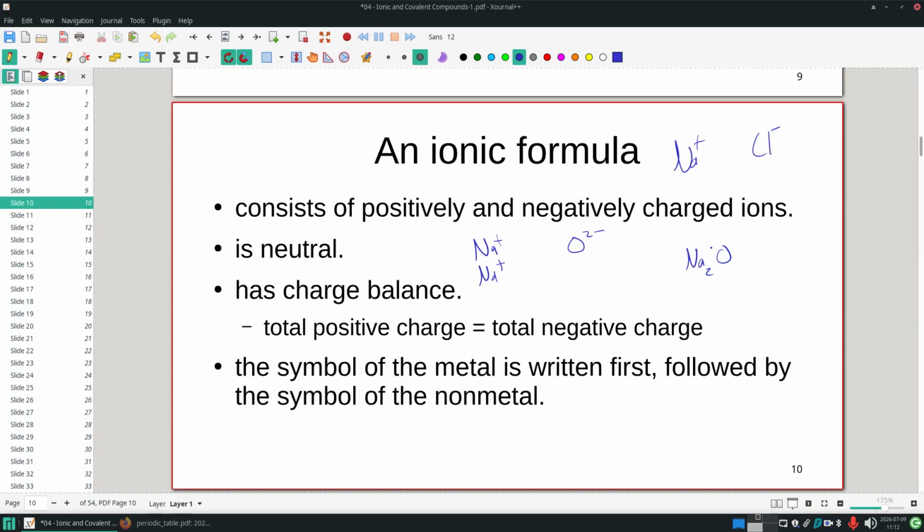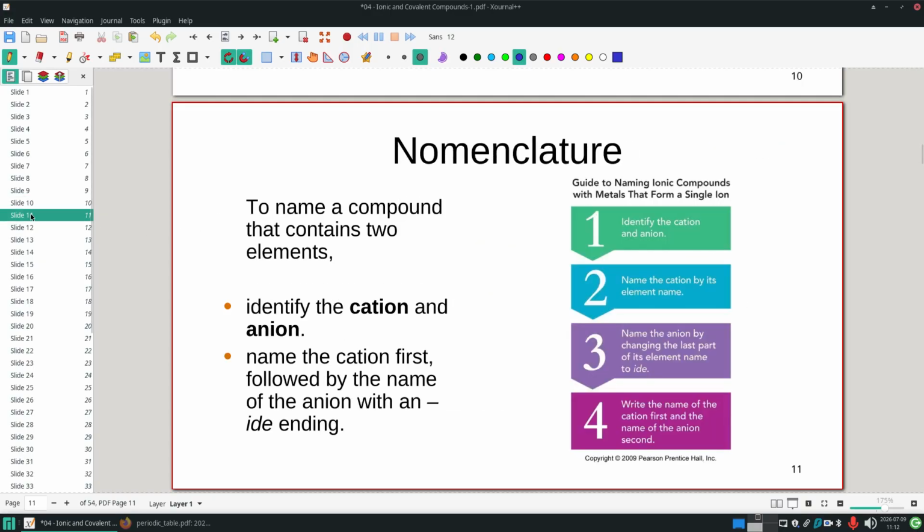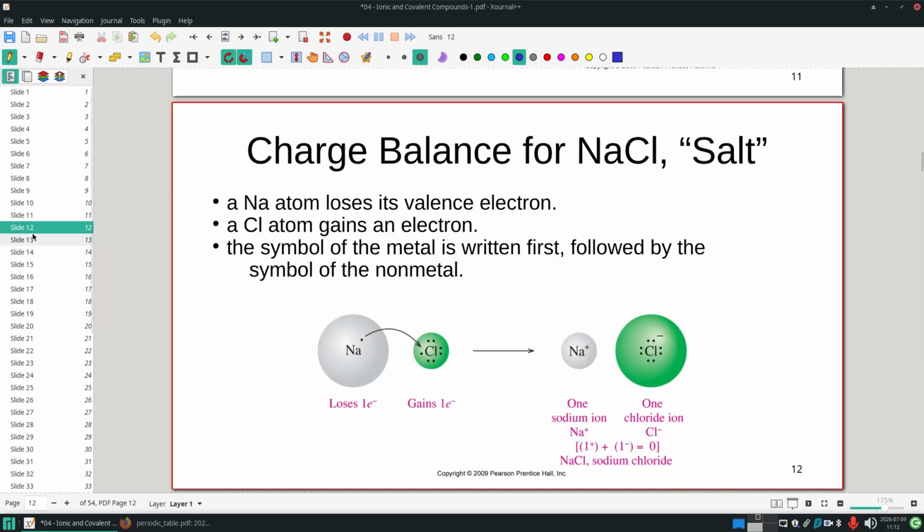Now, when we write the formula, we're always going to write the metal first, and then the nonmetal. And we're going to use those numbers to tell us how many that we actually have. And I got a few examples. There's our sodium chloride. The sodium likes to lose an electron. The chlorine likes to gain it, and we get NaCl, sodium chloride.